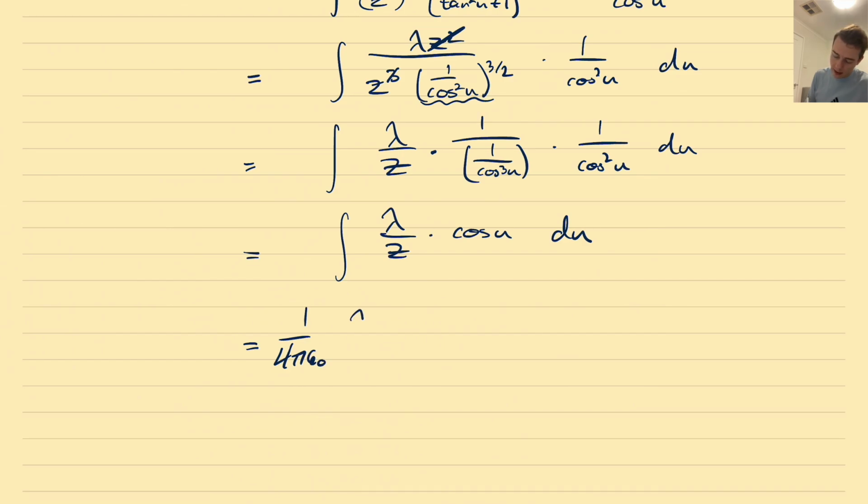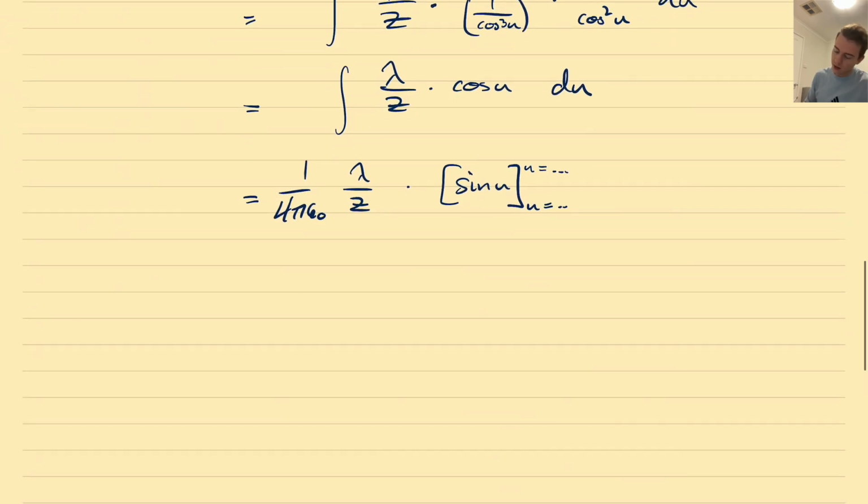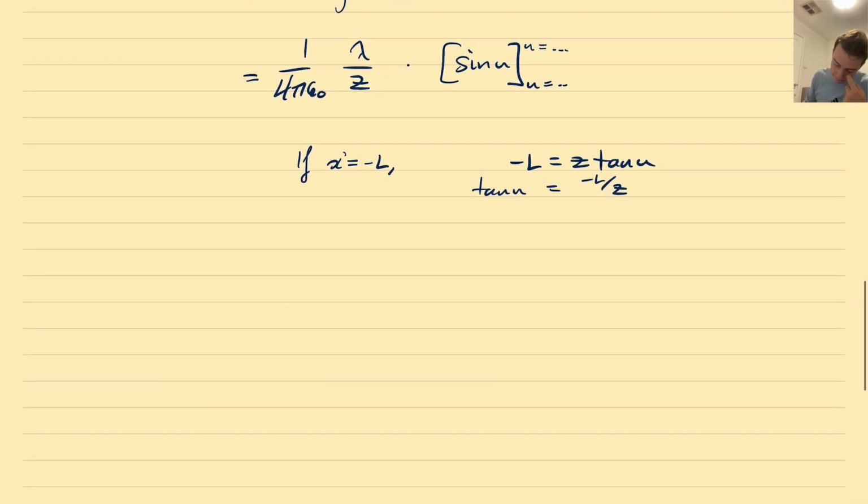1 over 4 pi epsilon 0 lambda over z times sine u. Sine u equals whatever it is, to u equals whatever it is. So now let's work out what the limits are. If x prime equals minus L, then we have minus L equals z tan u. So we have tan u equals minus L over z.